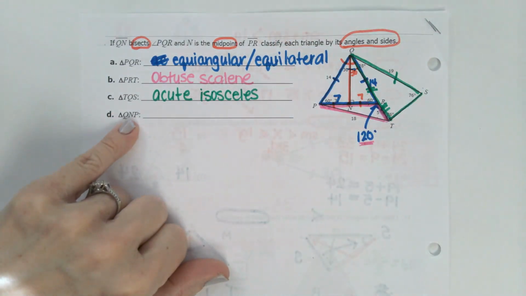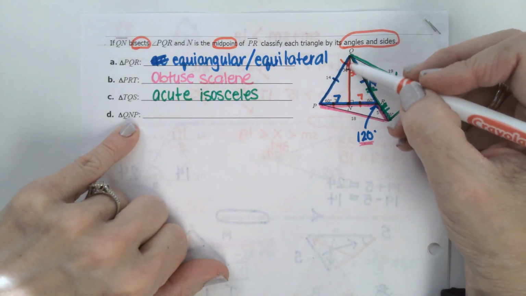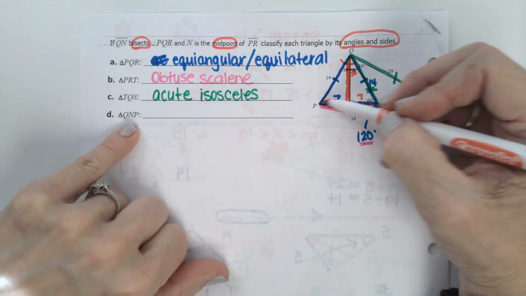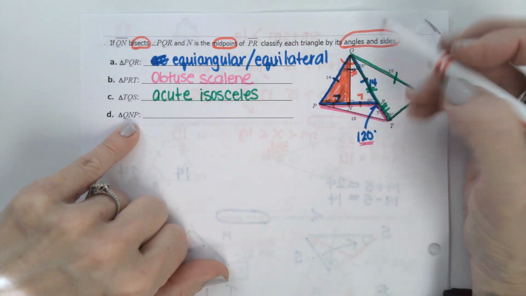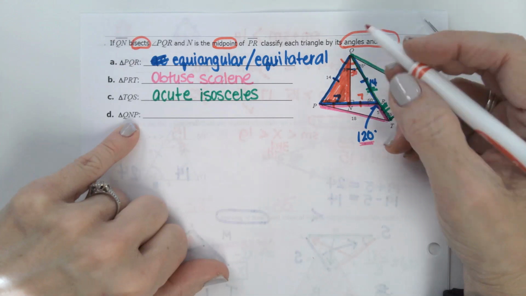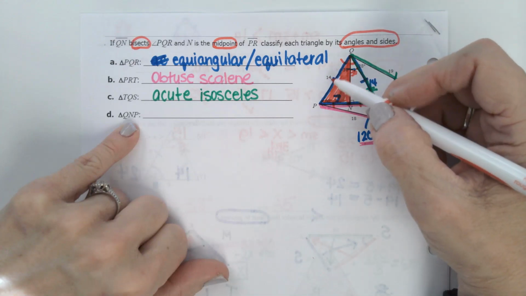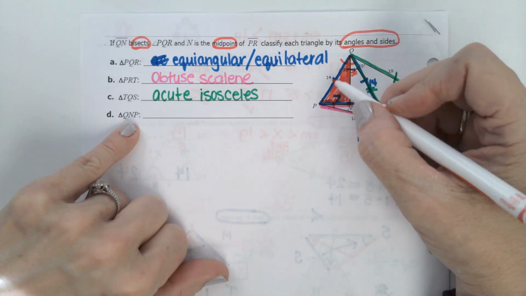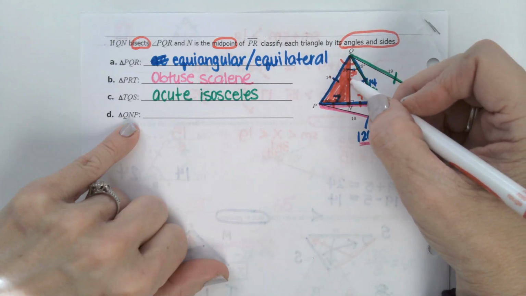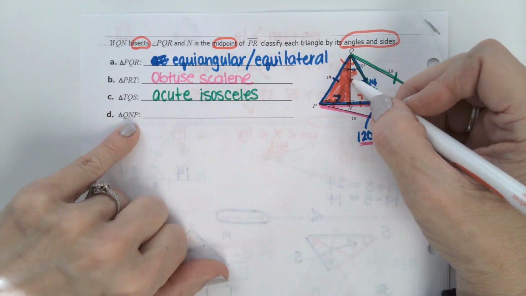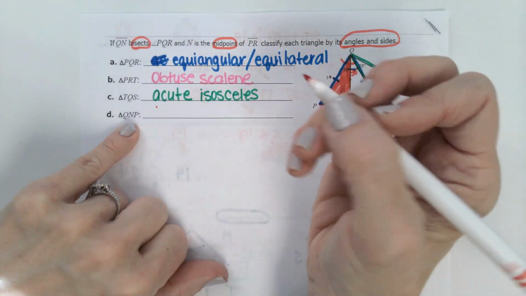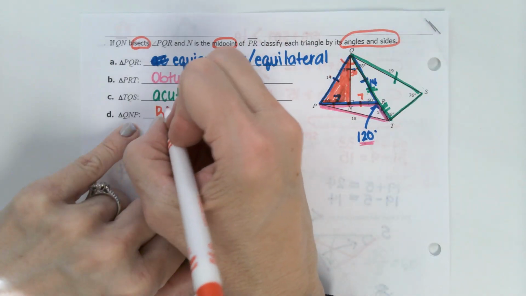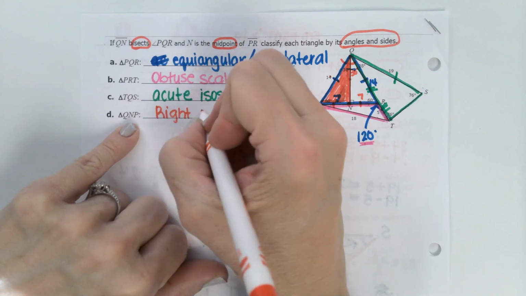And then finally, we have QNP. That's this angle or triangle right here. Okay, so it is a right triangle, but it's also scalene because this is 7 and that is 14. And this side right here, I would need the Pythagorean theorem to get. So this is a right scalene.